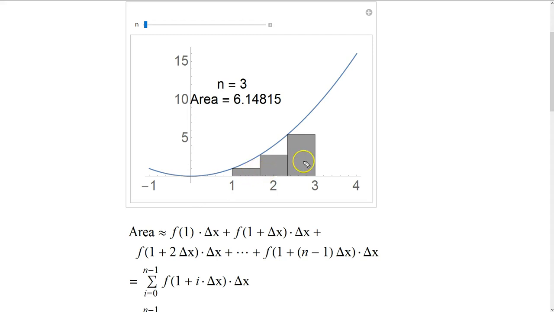So notice now that each rectangle, we're evaluating the height of the rectangles at the left-hand endpoint of each subinterval. So now our areas are under approximating the true area under the graph of the function. And notice that as we let n go to infinity, these values, which are the area of the gray region, the area of the rectangles, will approach 26/3, or 8.67, from below.